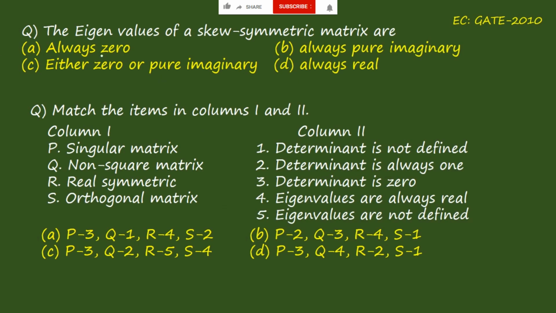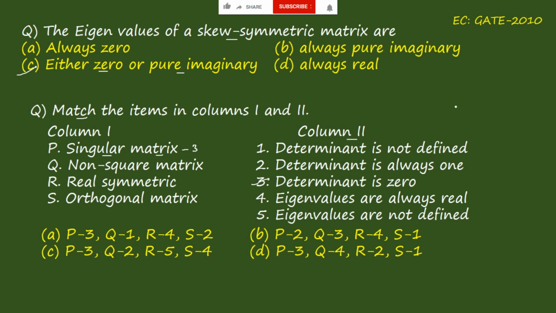The first one is eigenvalues of a skew symmetric matrix. We know that it will be 0 or imaginary. So option C, either 0 or purely imaginary. Coming to the next question, we have to match columns 1 and 2. First one, singular matrix. Singular matrix is about the determinant. Determinant should be 0. So it comes with option 3. P is 3.